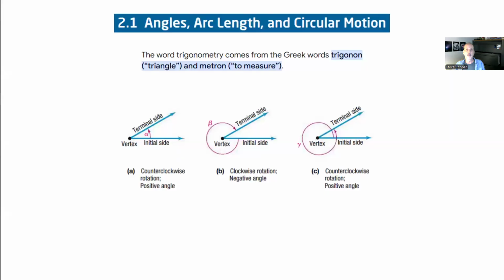I want to explain a little bit about where the word trigonometry comes from. Trigonometry comes from Greek words: trigonon, which means triangle, and metron, which means to measure. So you can expect that you're going to be doing a lot of measurements of triangles, both the angles and the side lengths. And it turns out there are many applications for trigonometry in the real world. So we'll be discussing that.